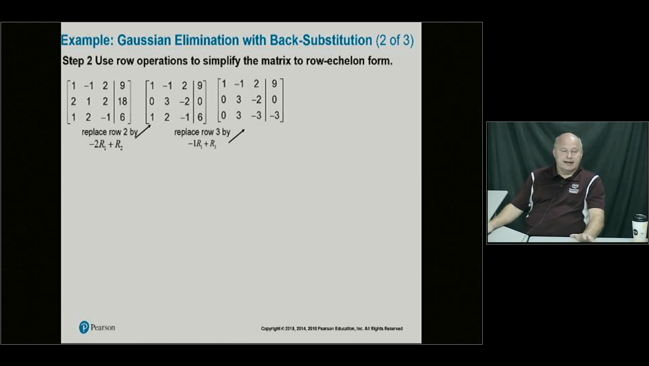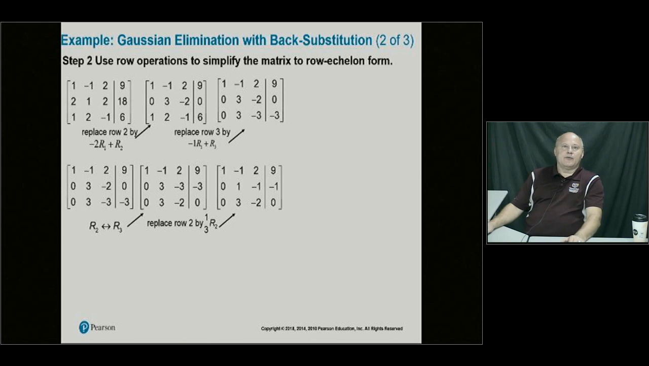So understand, the solution to the first augmented matrix will be the same as the solution to the second augmented matrix, which is the same solution as the third augmented matrix. They're all going to give you the same answers for the x, y, and the z. Okay? So now we're at 1, negative 2, 1, negative 1, 2, 9, 0, 3, negative 2, 0, and then 0, 3, negative 3, negative 3.